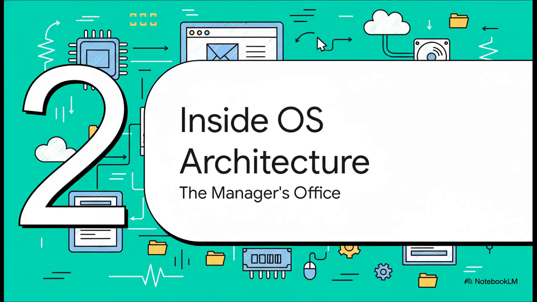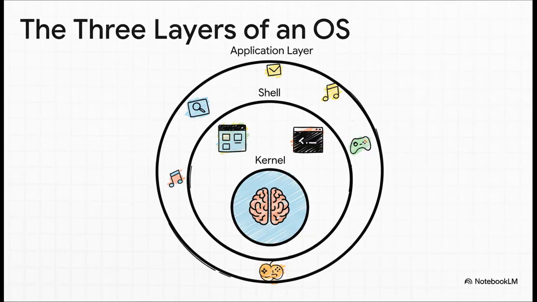Okay, so we know what the manager does, but how is the manager's office actually set up? Let's peek inside the architecture of the OS itself. For the most part, it's built in 3 main layers. Up at the top, you've got the application layer. That's all the stuff you actually interact with: your browser, your games, your spreadsheets. Then in the middle is the shell. This is how you talk to the manager, either through a nice graphical interface with icons and windows, or for the pros, a text-based command line. But down at the very bottom, you have the heart of the entire system, the kernel.